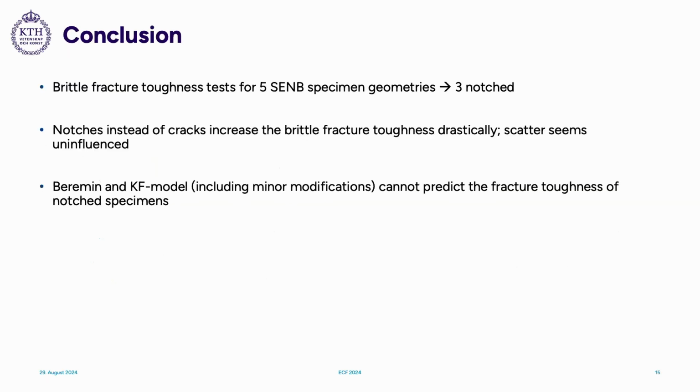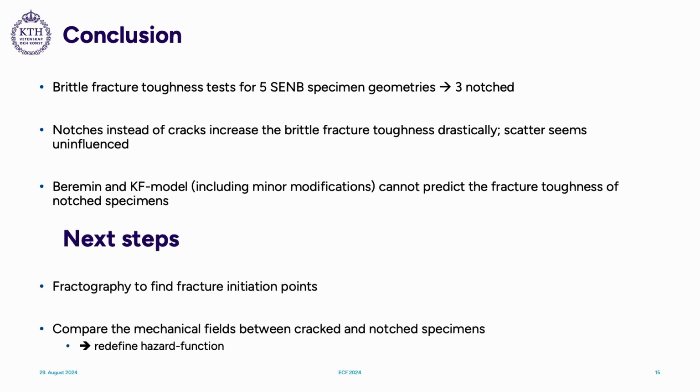So the conclusions here. We have done brittle fracture toughness tests for 5 different geometries where 3 were notched. The notches increase the brittle fracture toughness compared to the cracked specimens drastically. The scatter looks quite uninfluenced though. Neither the Beremin nor the Faleskog model are able to predict the fracture toughness of the notched specimens.